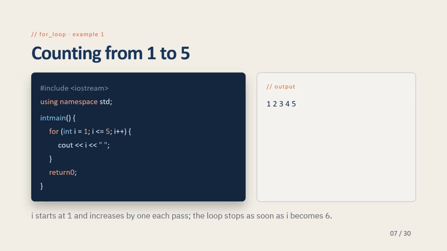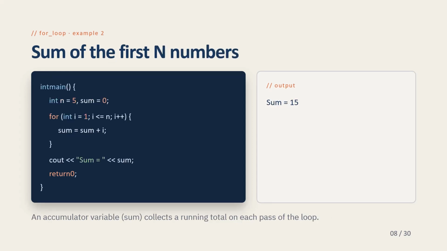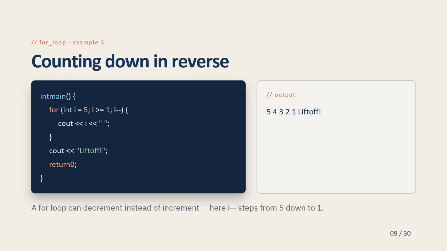Here is the counting example. The program prints the numbers from 1 to 5. The variable starts at 1, increases by 1 after every iteration, and stops once it exceeds 5. Here is the example of the sum of n numbers. Here the loop calculates the sum of the first n natural numbers. The variable called sum accumulates the result during each iteration. Here is the reverse counting example. In this example, the loop starts from 5 and decrements until it reaches 1.